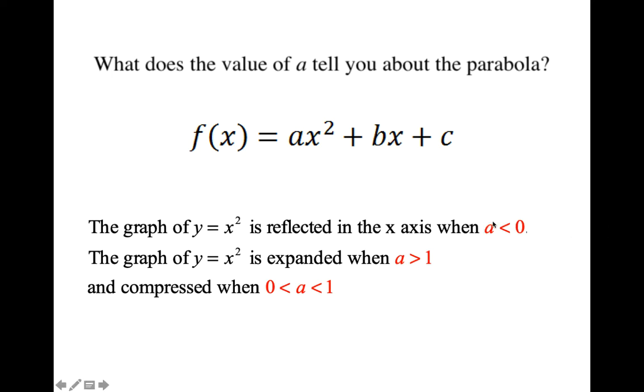If A is a negative number, the graph is reflected over the x-axis. If A is greater than 1, the graph is skinnier or more narrow, and we call it expanded here. Basically, it gets higher faster. And if the number is between 0 and 1, so a fraction, then the graph is squished down. It's open wider, as we had with the vertex form.